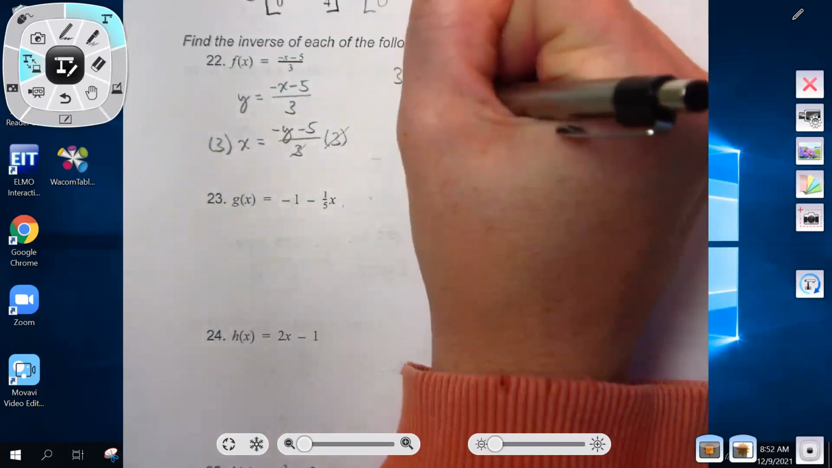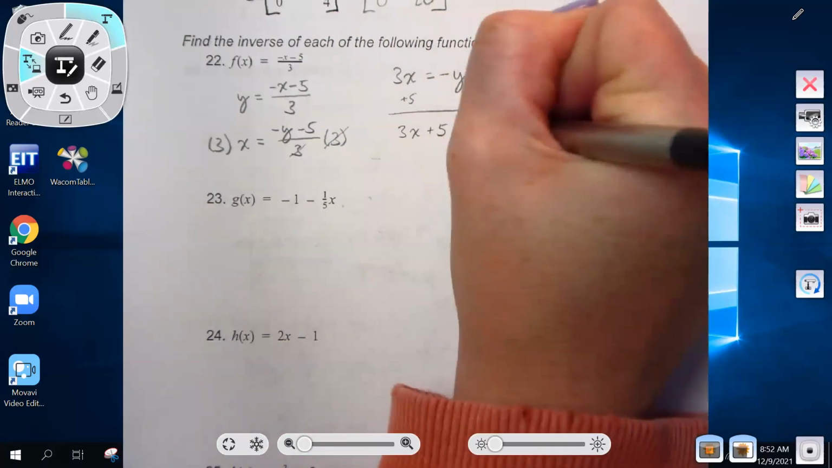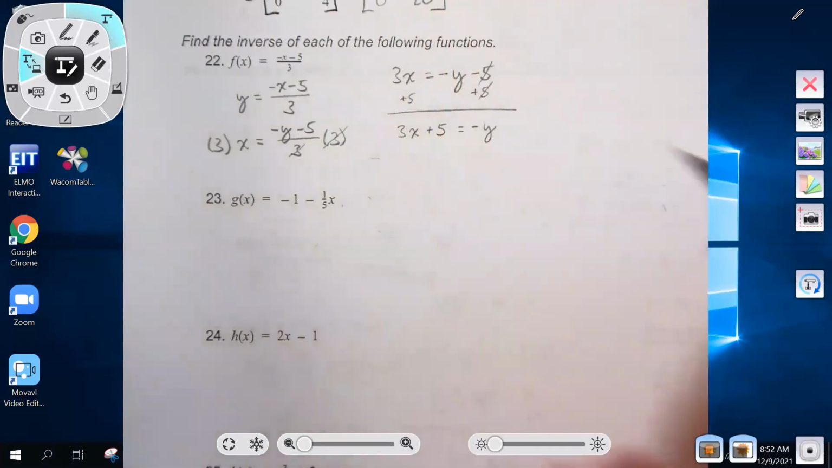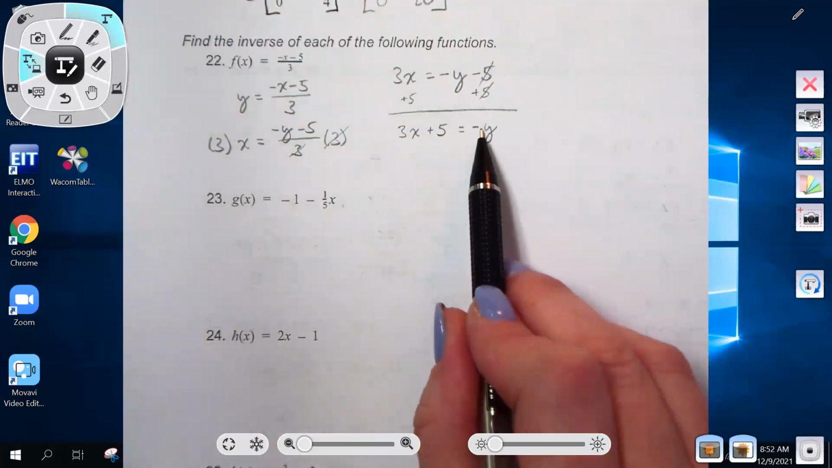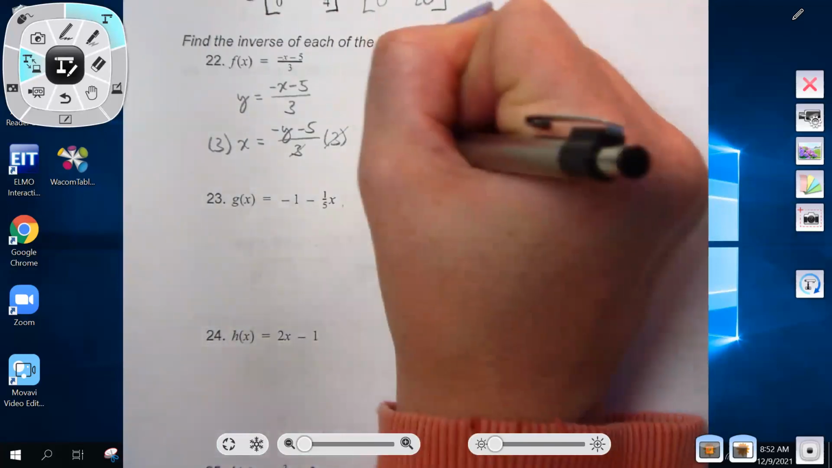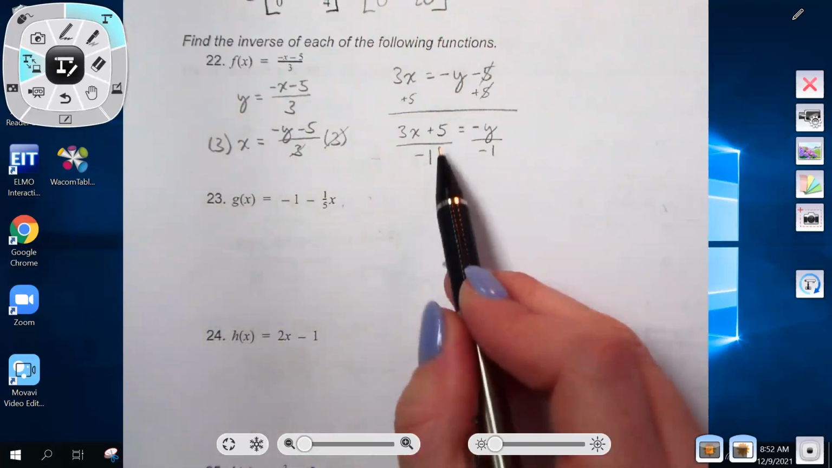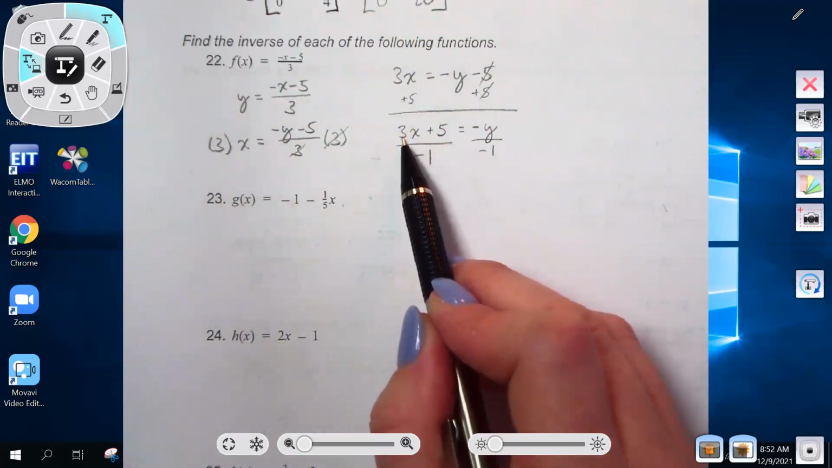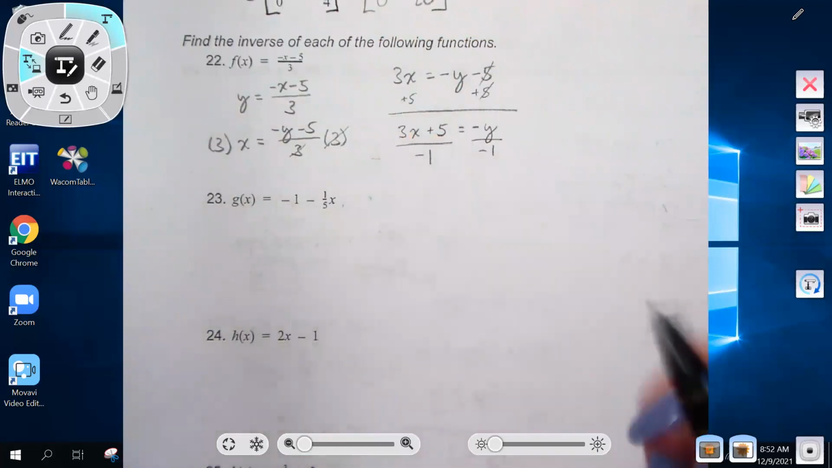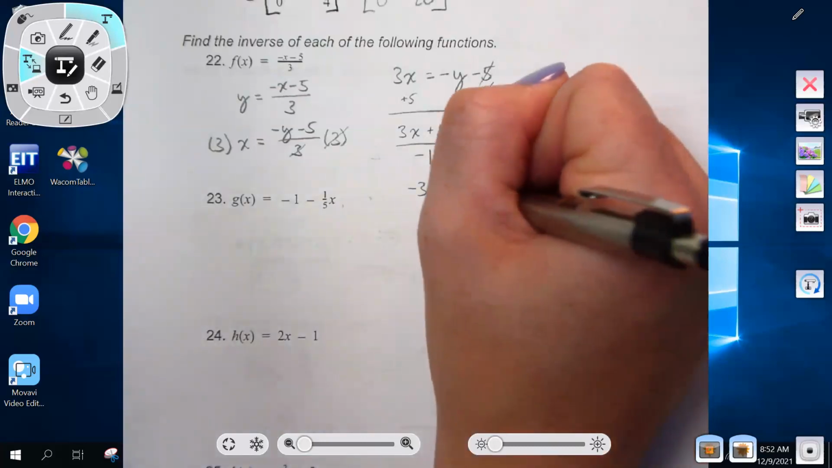We can add 5 to both sides. So 3x plus 5 equals negative y. We want the variable that we're solving for to be positive. So to make this positive, we need to divide both sides by negative 1. You could leave it like this as a fraction, but dividing by negative 1, all it does is change the signs of everything. So instead of positive 3x, we have negative 3x. And instead of plus 5, we have minus 5.